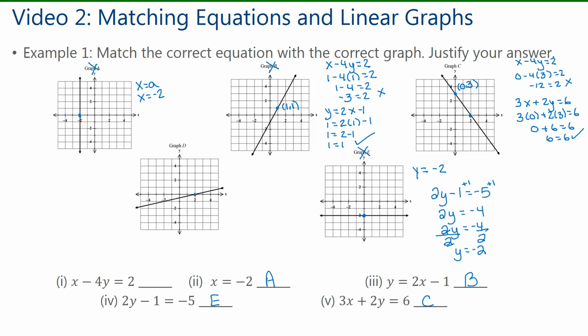So graph D should work in equation 1, but let's pick a point to be sure. So this point is (-2, -1). x is -2 and y is -1. That gives me -2 minus -4. When I subtract a negative, I change the sign, so it's really -2 plus 4, which is 2. So 2 does equal 2. So D does match equation 1.